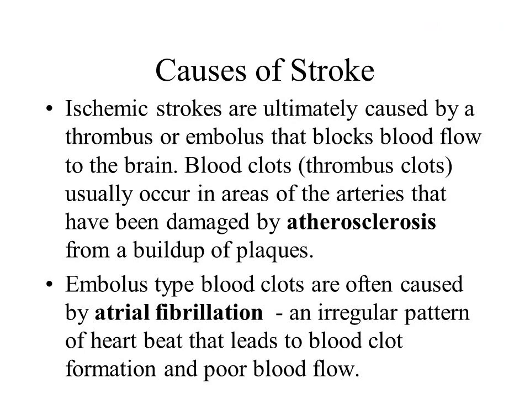Causes of stroke. Ischemic strokes are ultimately caused by a thrombus or embolus that blocks blood flow to the brain. Blood clots, thrombus clots, usually occur in areas of the arteries that have been damaged by atherosclerosis from a buildup of plaques. Embolus-type blood clots are often caused by atrial fibrillation, an irregular pattern of heartbeat that leads to blood clot formation and poor blood flow.